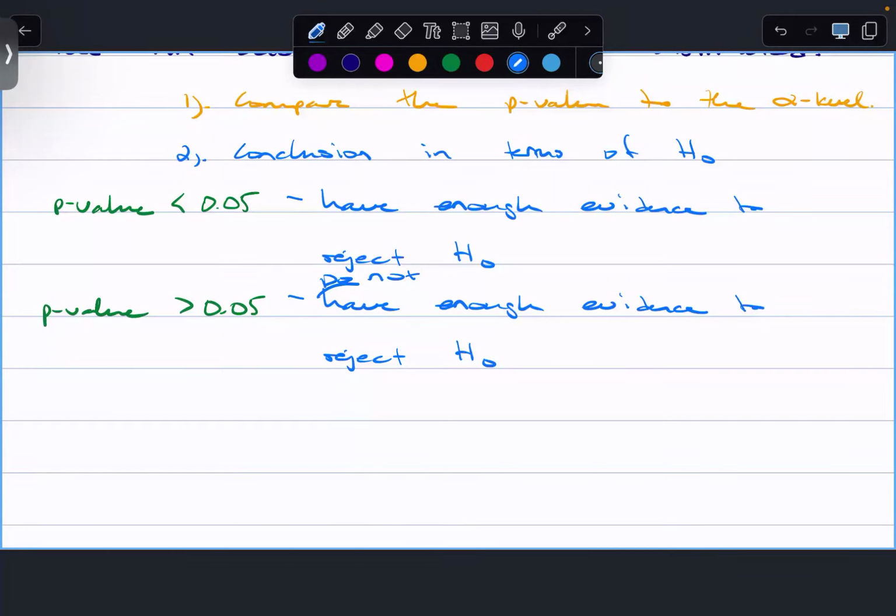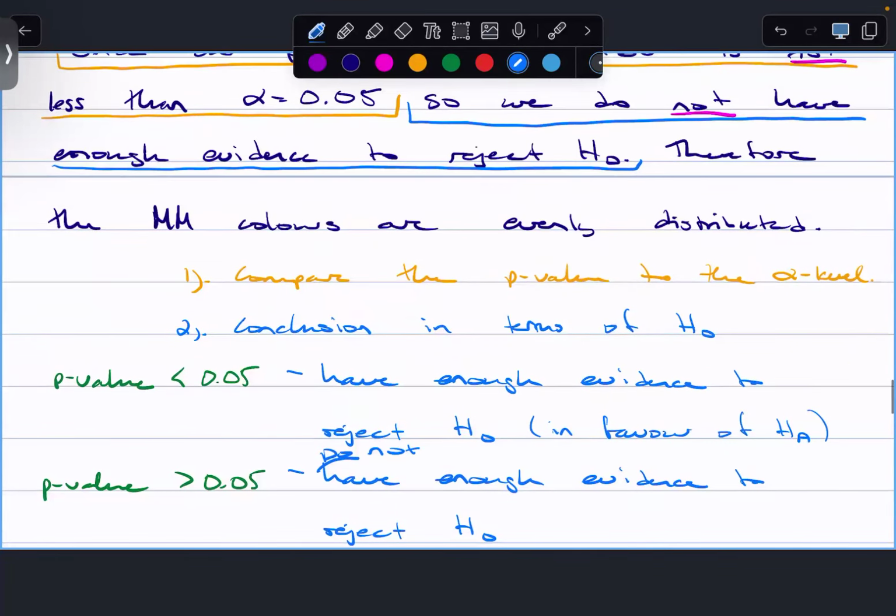This is where, if you're rejecting H naught, you can just end the sentence if it makes it cleaner for you, because then they're exactly the same, right? Just the negation. But if you're rejecting it, you can say in favor of HA. But you don't have to. That's going to come with time, I think. And then finally, what does that mean in terms of the question?